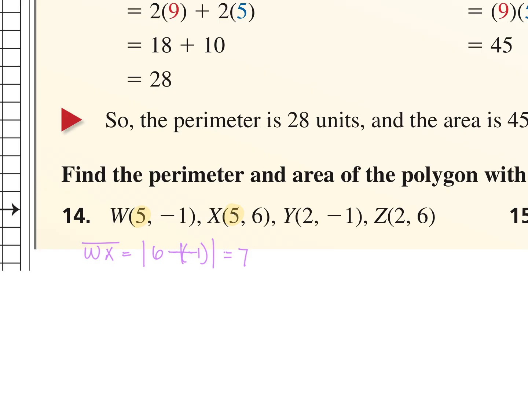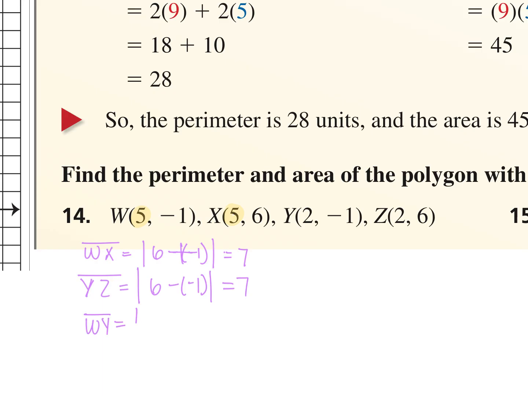So looking at the next one, if I have x, or let me not do x, y, we'll take an easy one. We'll do y, z. If I take y, z, I'm going to do, again, the absolute value of 6 minus -1. This is also going to give me 7. So now we know that those are my two parallel lines. Now I'm going to go ahead and do WY. I have WY.